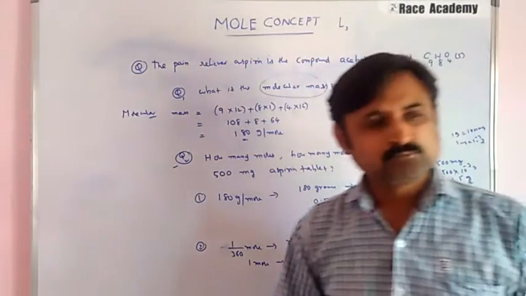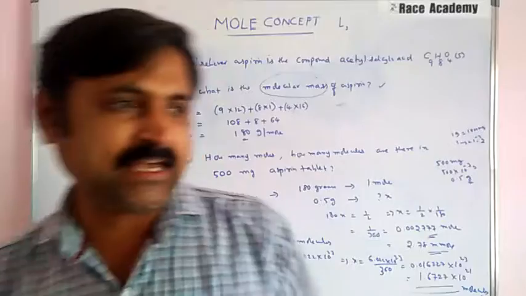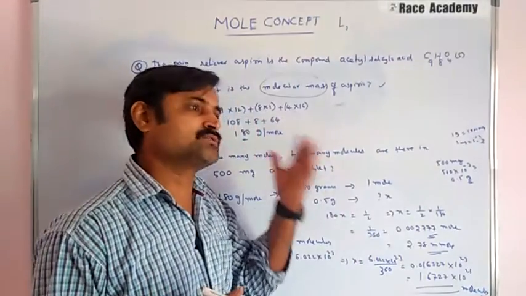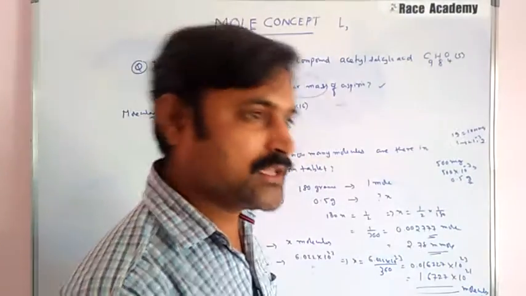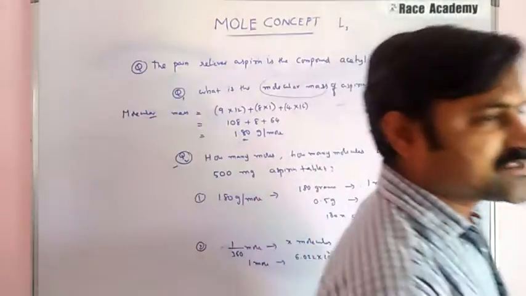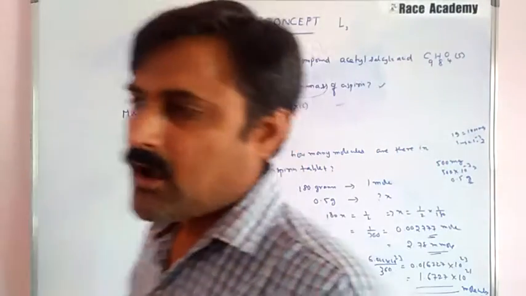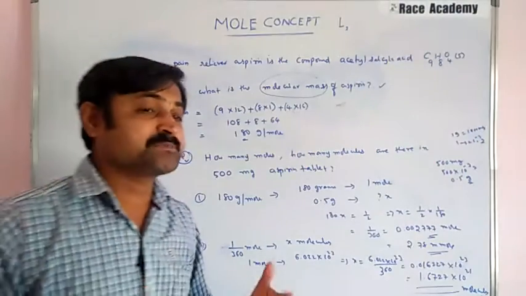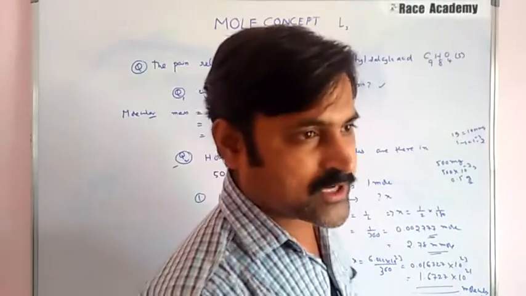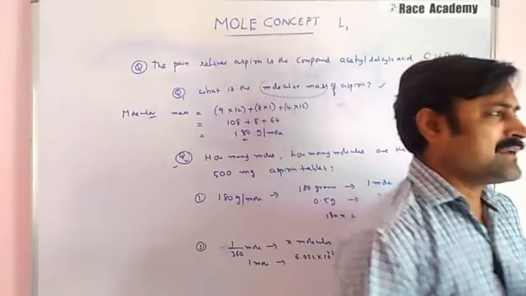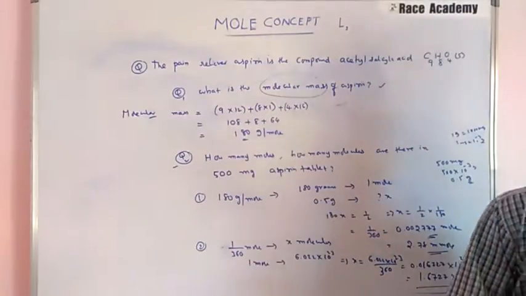So it can refer to atomic mass as well as molecular mass. We can say that the mass of carbon 12 is 12 grams per mole. In this, the atomic mass is very clear: 12 grams of carbon is the atomic mass of carbon. Oxygen is 16 grams per mole. Sulfur dioxide is 64 grams per mole.